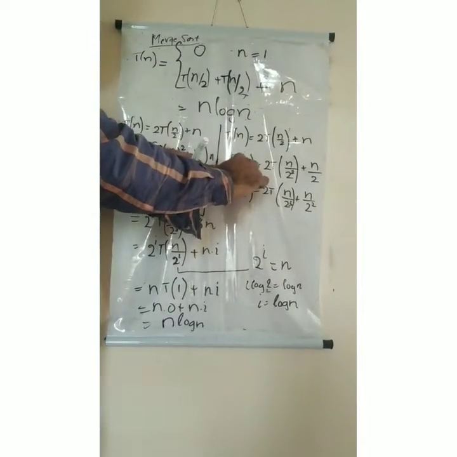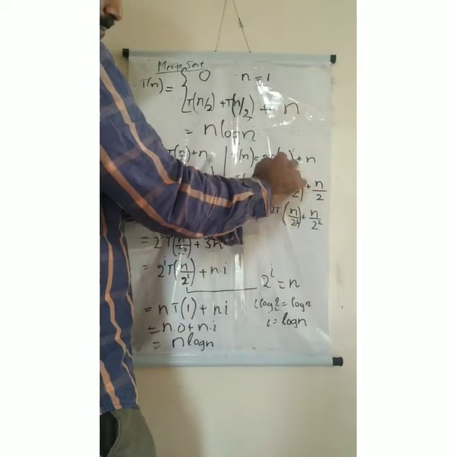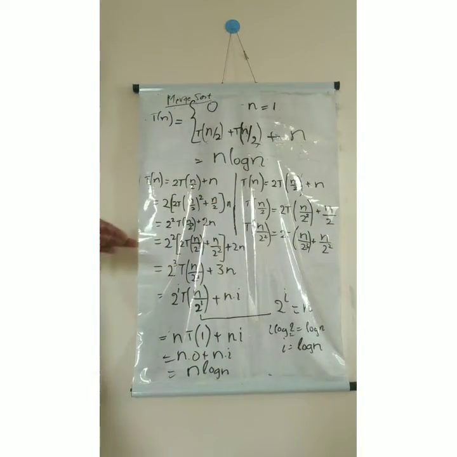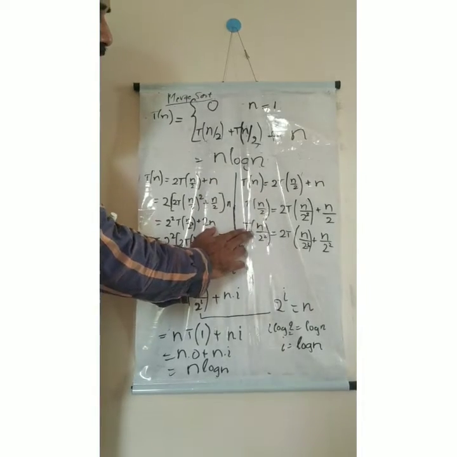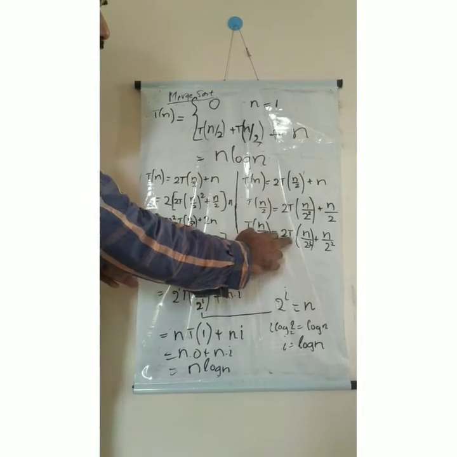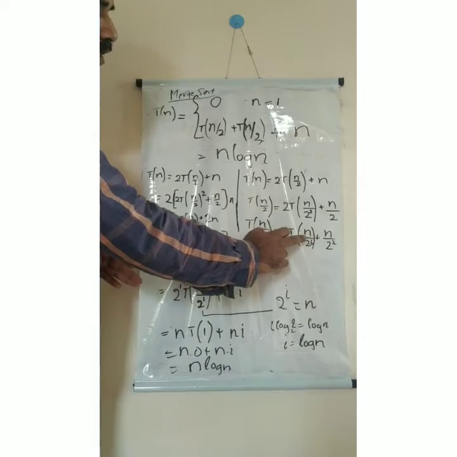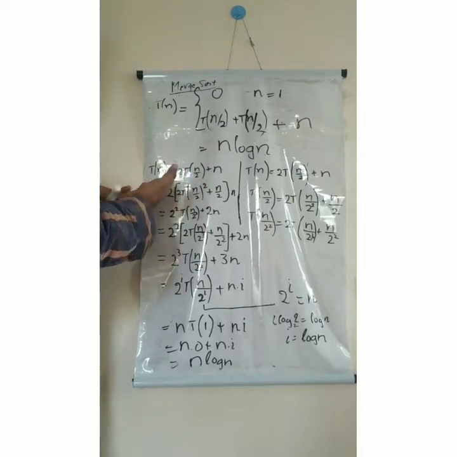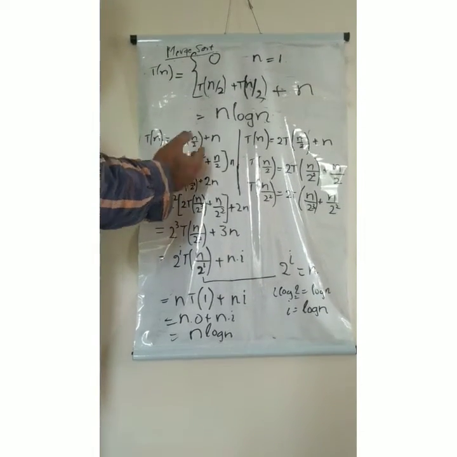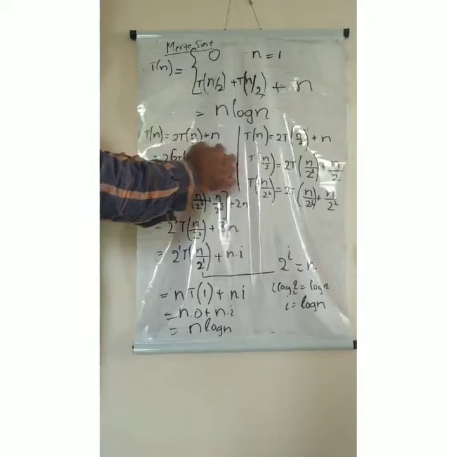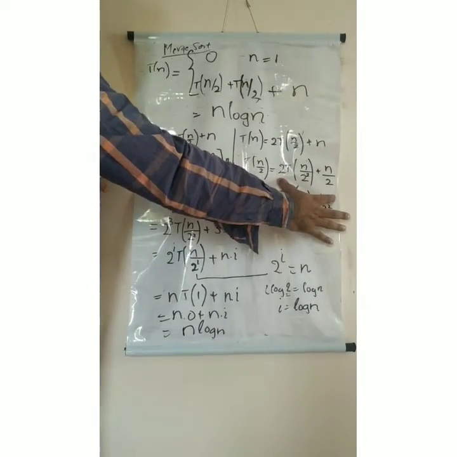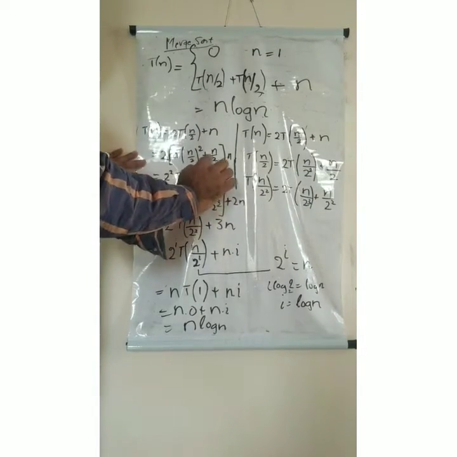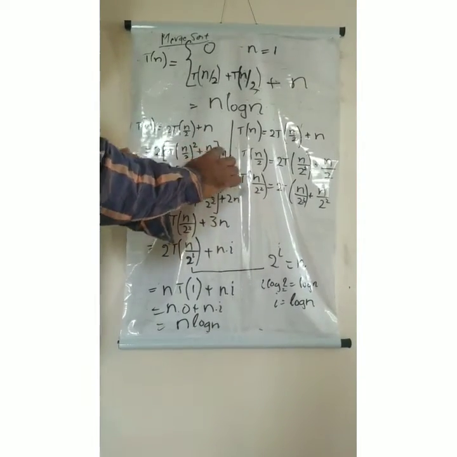So t of n by 2 is equal to 2t of n by 2 square plus n by 2. Now again replace n by n by 2 square, so this is equal to 2t of n by 2 cube plus n by 2 square. Now in the same equation, we know the value of t of n by 2, so substitute this value here: 2 into 2t of n by 2 square plus n by 2, plus n.